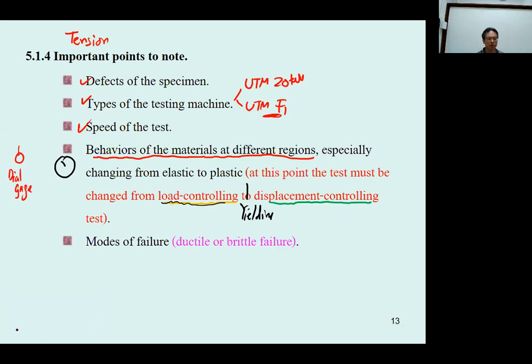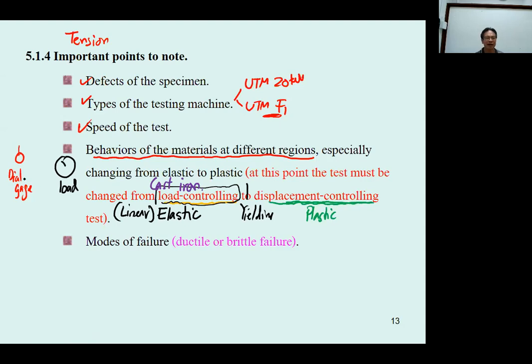If we use the load to control the test, you read the load and ask another person to read the dial gauge. That's called the load controlling test. The load controlling test is good only for linear, actually elastic, behavior. So it is good for materials such as cast iron, because cast iron has linear behavior, very close to elastic to failure. Only the load controlling test has a problem with plastic behavior. I will explain this to you later.